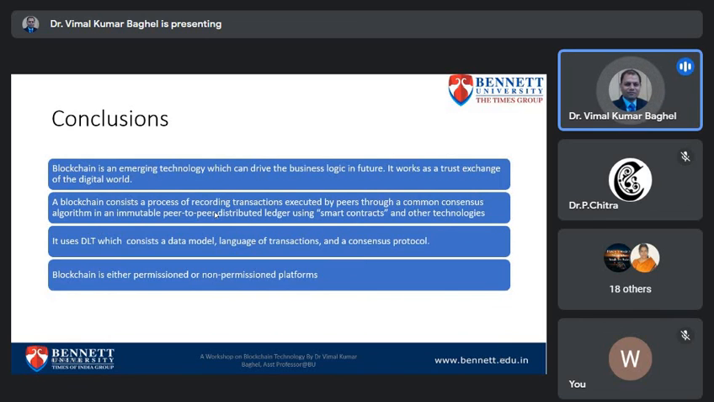But still, as an educationist, as a researcher, as a business person, we have to think about how to adapt ourselves to the changing scenario.